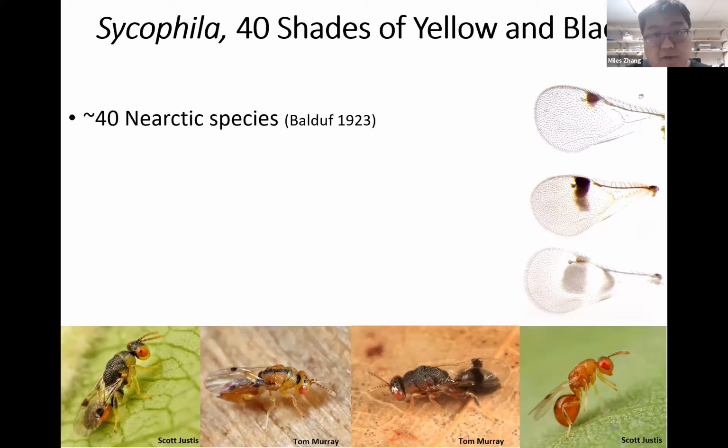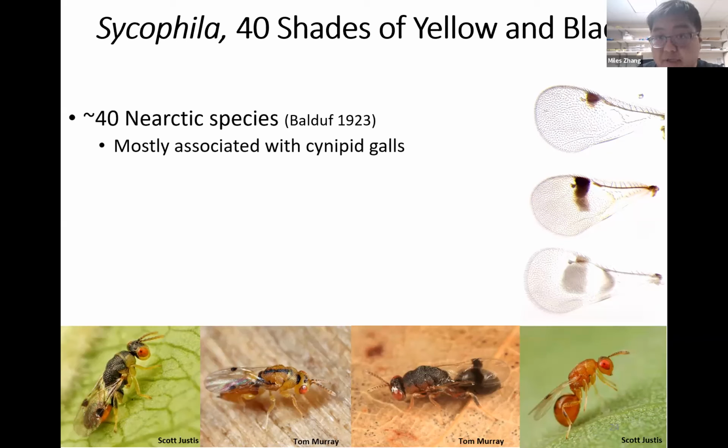The one and only publication that looked at the taxonomy was published 99 years ago, so as you can imagine, it's kind of outdated. But Sycophila, at least in North America, are mostly associated with cynipid galls. When you move into the neotropics, as well as the southern hemisphere in general, they're more often associated with figs. But in North America, they're mostly associated with cynipid galls as parasitoids, though some are associated with other chalcidoid galls as well.